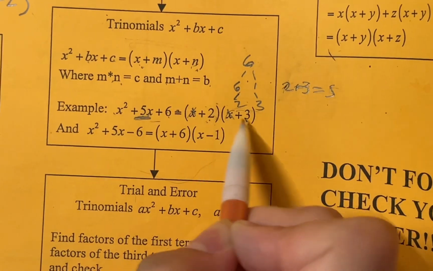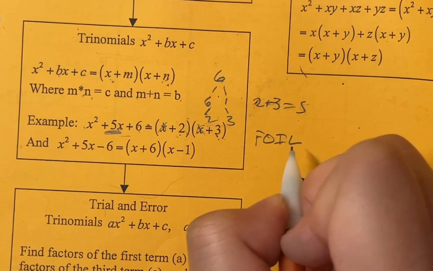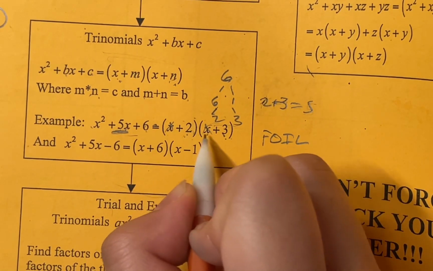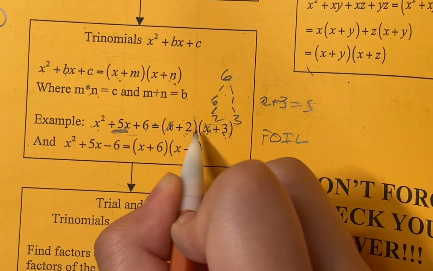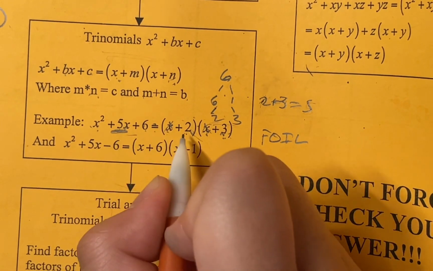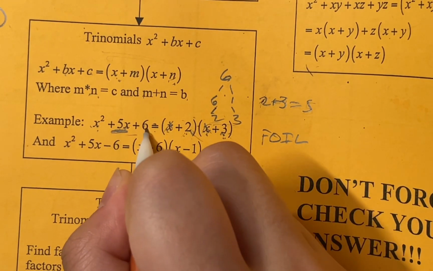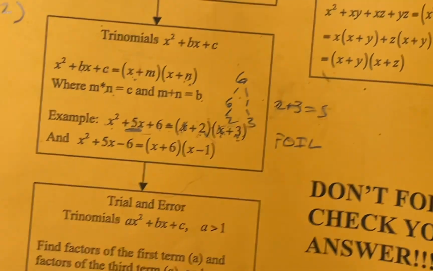And if you multiply this together with the FOIL method, first, outside, inside, last: x times x is x squared, 2x plus 3x equals 5x, and 2 times 3 equals 6. That's the FOIL method. That's a way you can check your work. That's a way you can solve the problem. It's a very useful method.